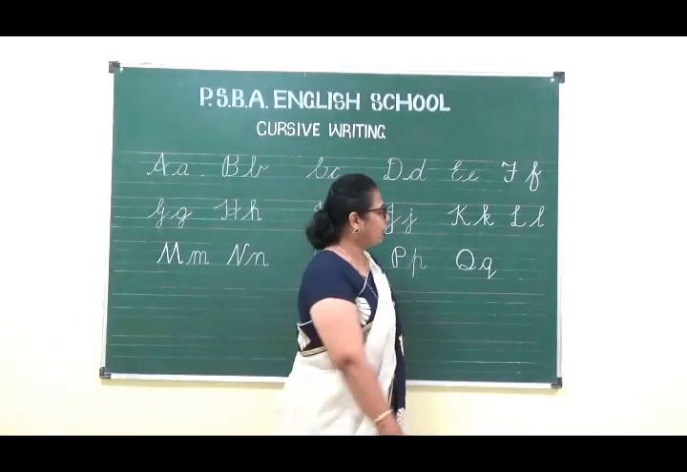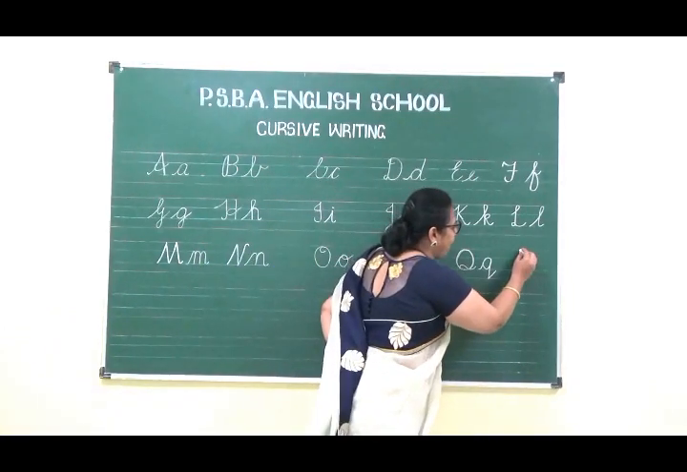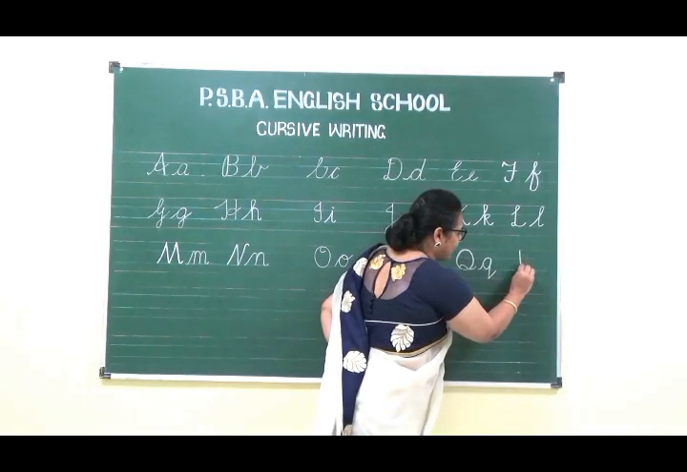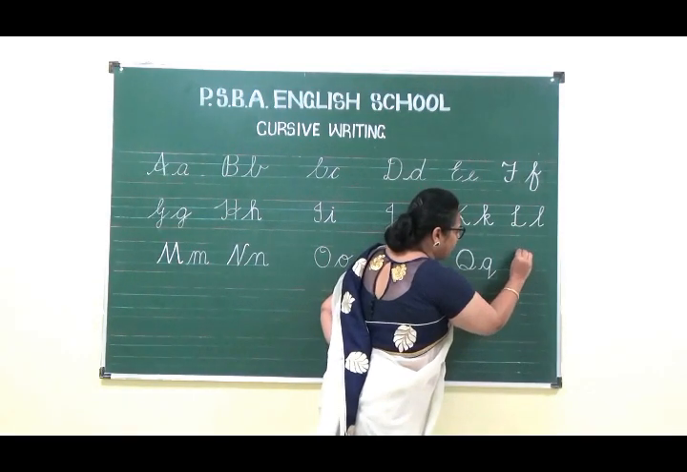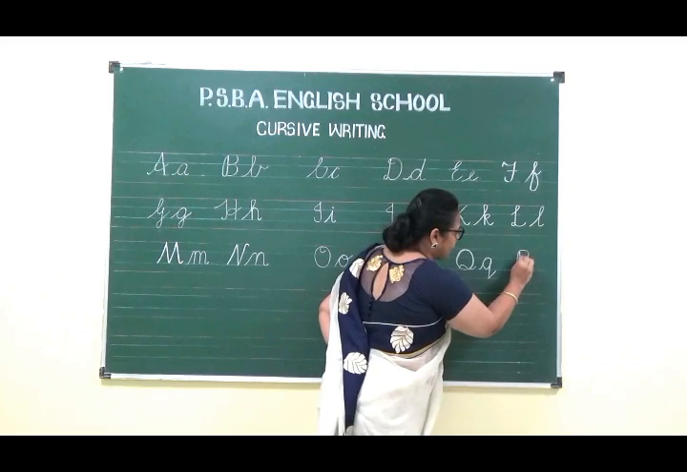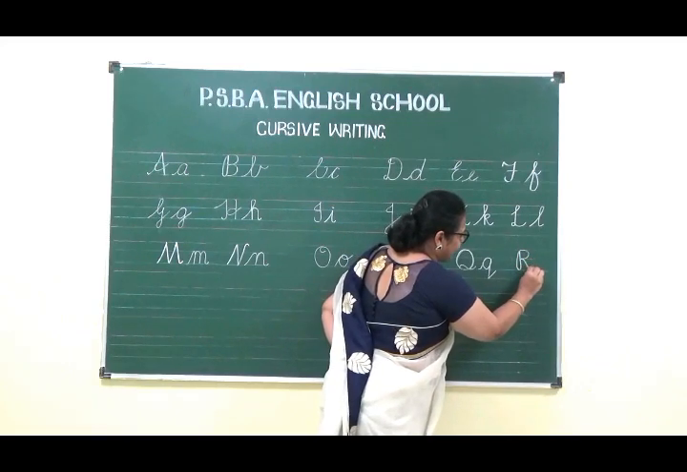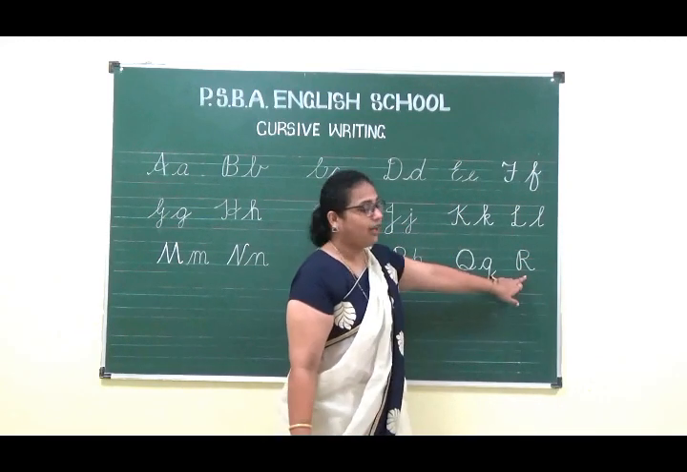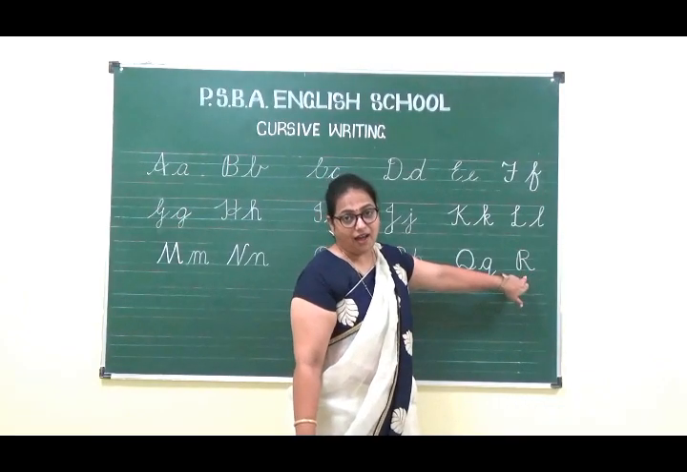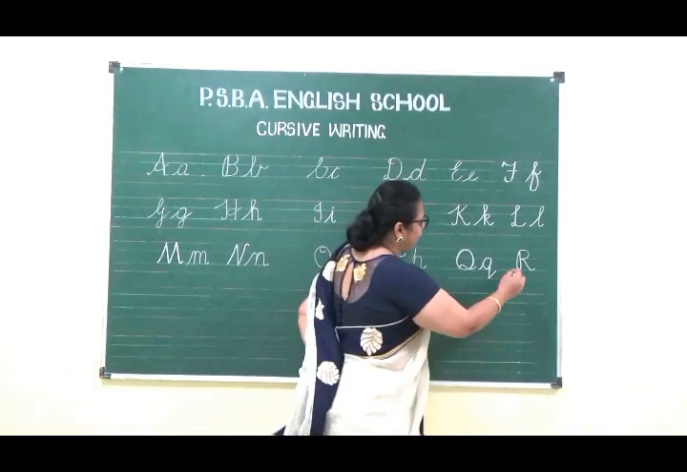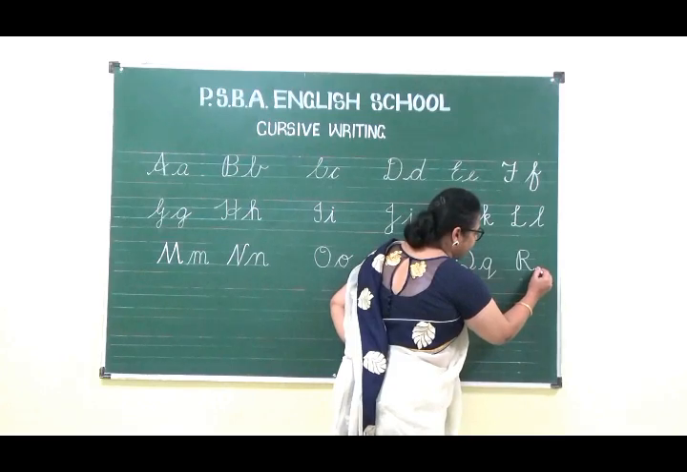Now the next letter we are going to learn today is capital cursive R. Draw a standing line, make a loop, come up, draw a half circle, come down in a slanting line with a small curve. This is letter R. And small letter R cursive goes like this.